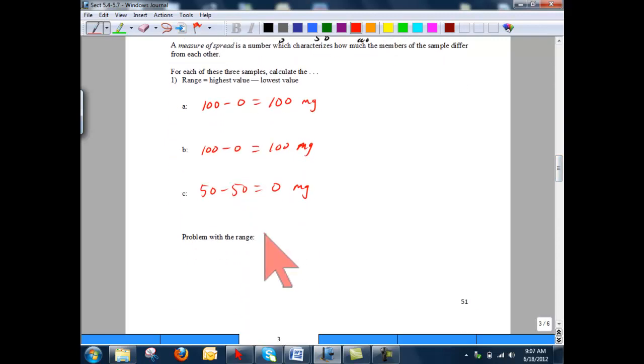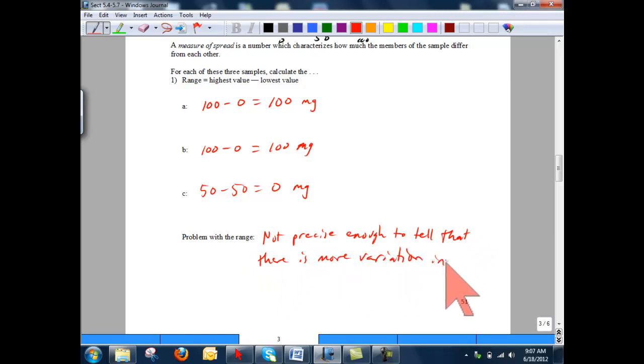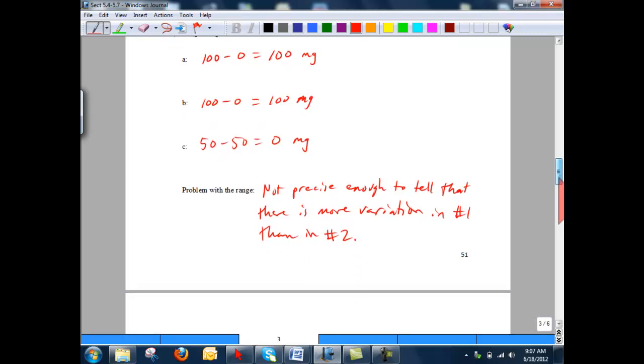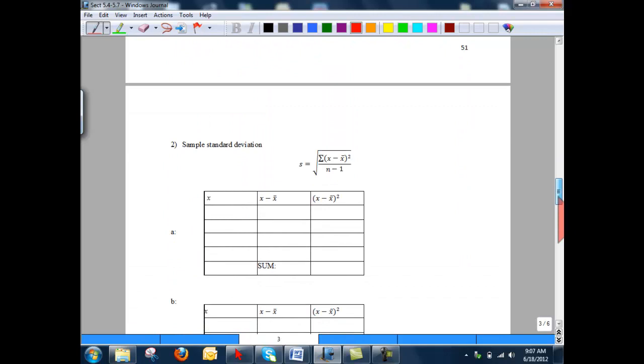Problem with the range, it's not precise. In particular, not precise enough to tell that there is more variation in number 1 than in number 2. And so the range isn't used very often for these types of purposes. Instead, what you'll typically see used is something called the standard deviation.